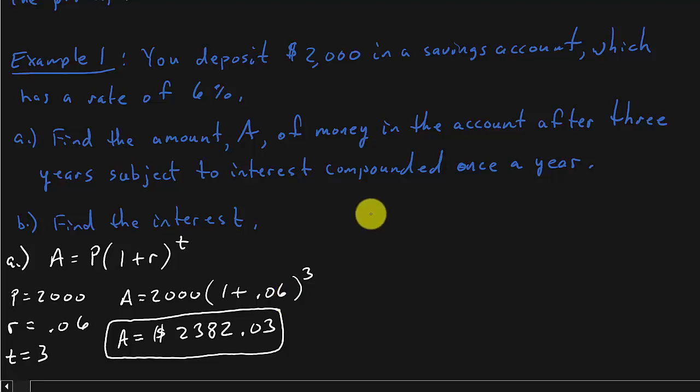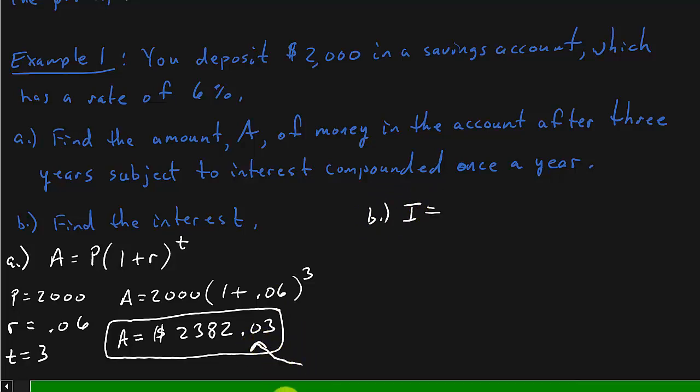So for part B, the interest: if this is the amount of money you'll have, then what interest do you have? Well, it'll be this total amount, $2,382.03, minus what you put in there. This $2,000 is the original amount, but the total after the 3 years is this much. And so when you subtract them, you get your interest is $382.03.